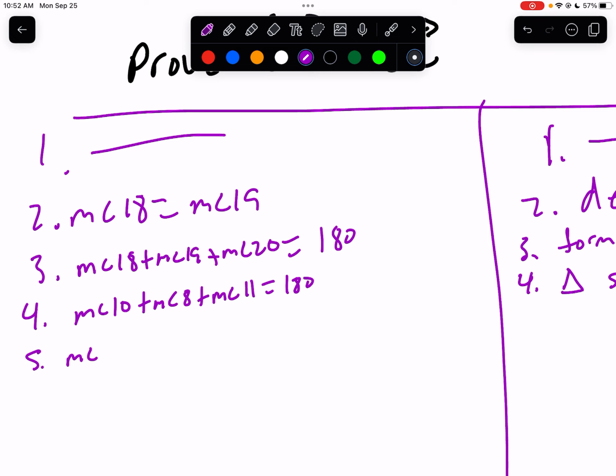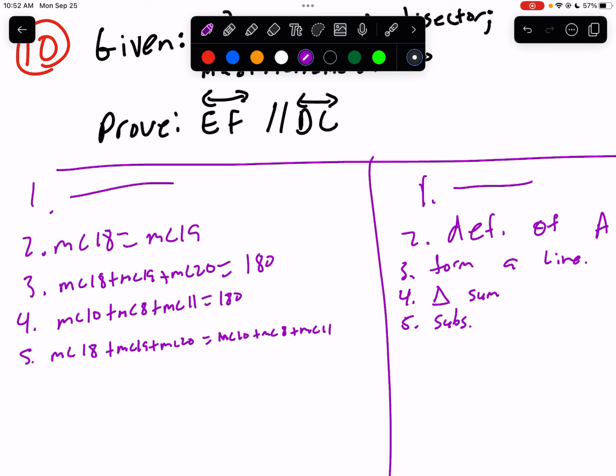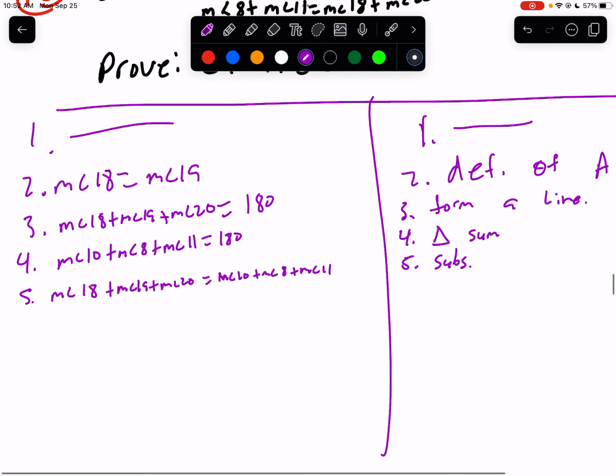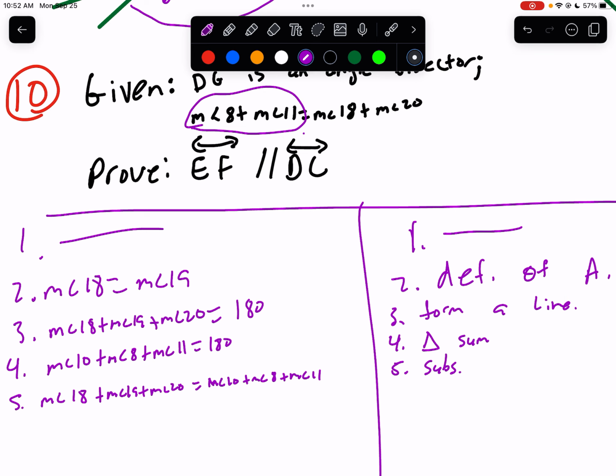So we know that the measure of angle 18, 19, and 20 have to equal the measure of angle 10, 8, and 11. And that's another substitution, right? We took out 180 and replaced it. Okay. Well, we're kind of stuck, but remember what they said here. What is 8 plus 11 the same as?